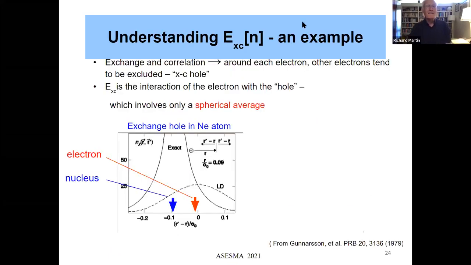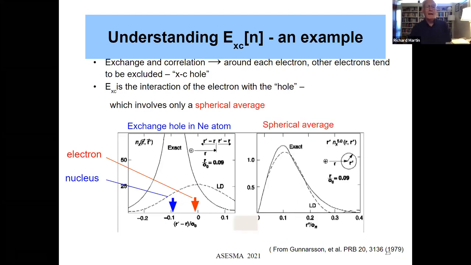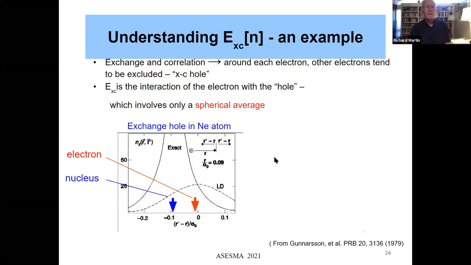So here's my little example that I particularly like, that's due to Gunnarsson and coworkers from the 70s. Suppose you consider a neon atom. It's about as far from a homogeneous gas as you might get, with a huge gap for excitations and a very inhomogeneous density.